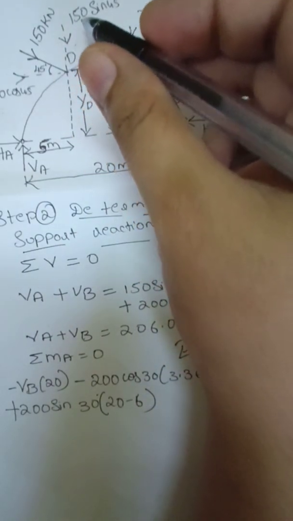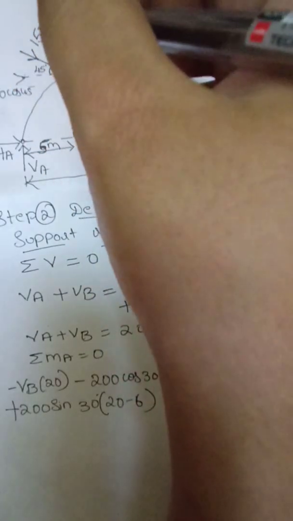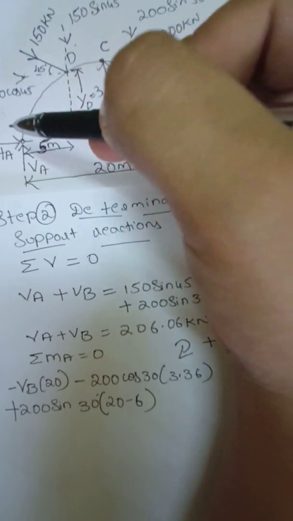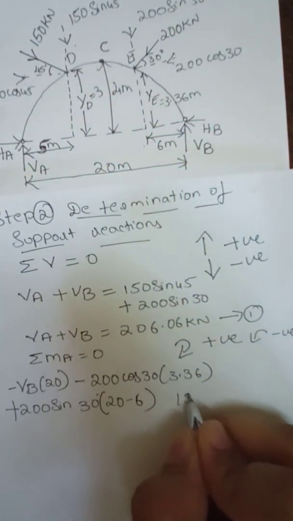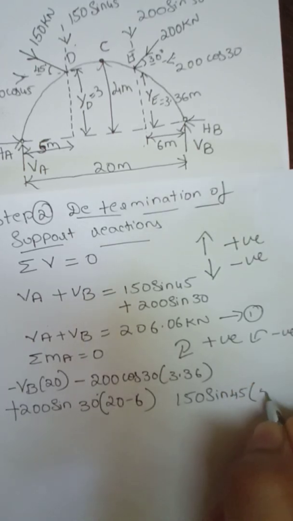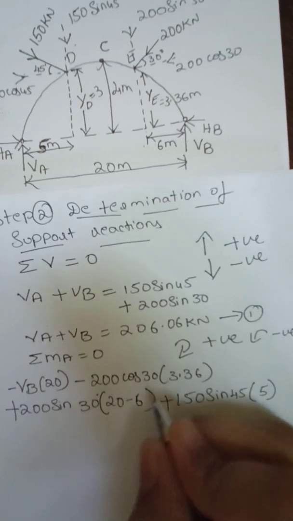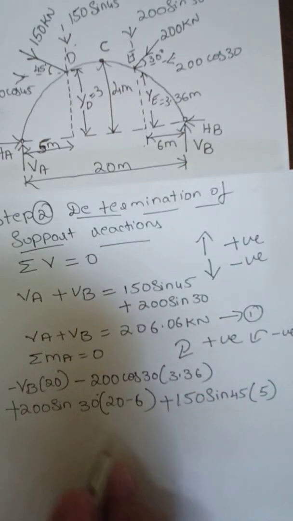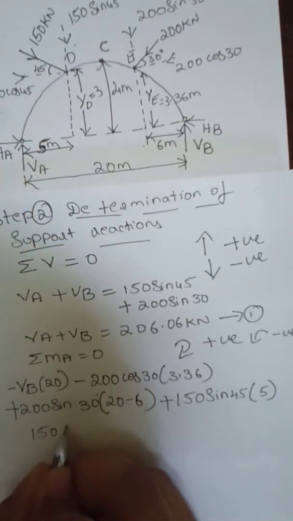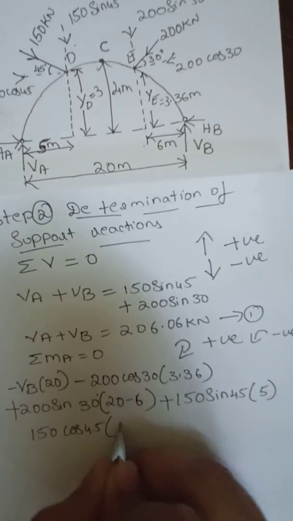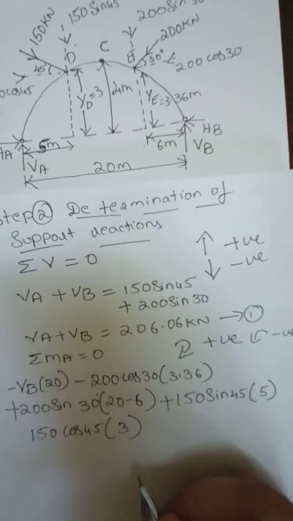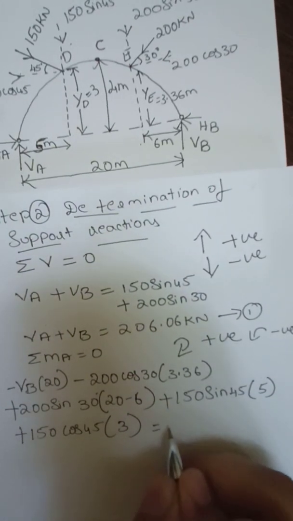Coming to the next force, 150 sine component of 45. So it is equal to 150 sine 45 into the perpendicular distance, which is 5, going in the clockwise direction. Hence it is considered positive. The last one is the cos component of 150, so 150 cos component of 45 into the perpendicular distance YD. YD is equal to 3, which is going in the clockwise direction. Hence it is considered positive.